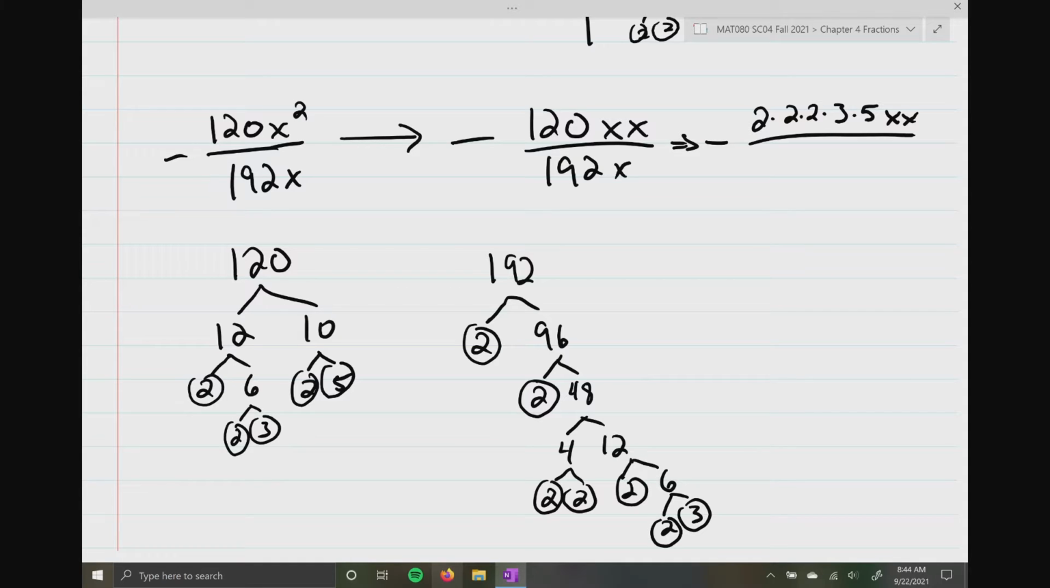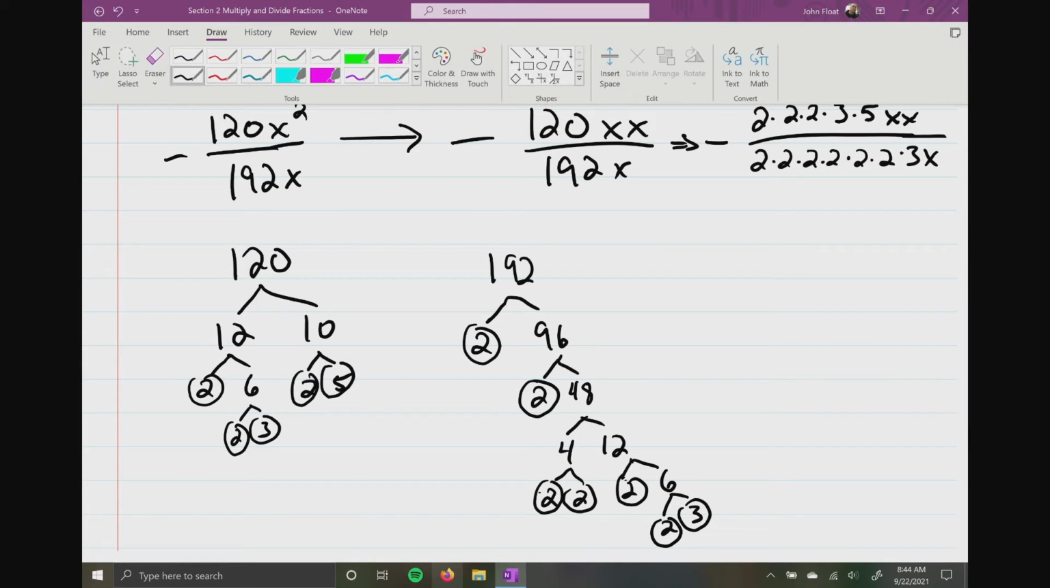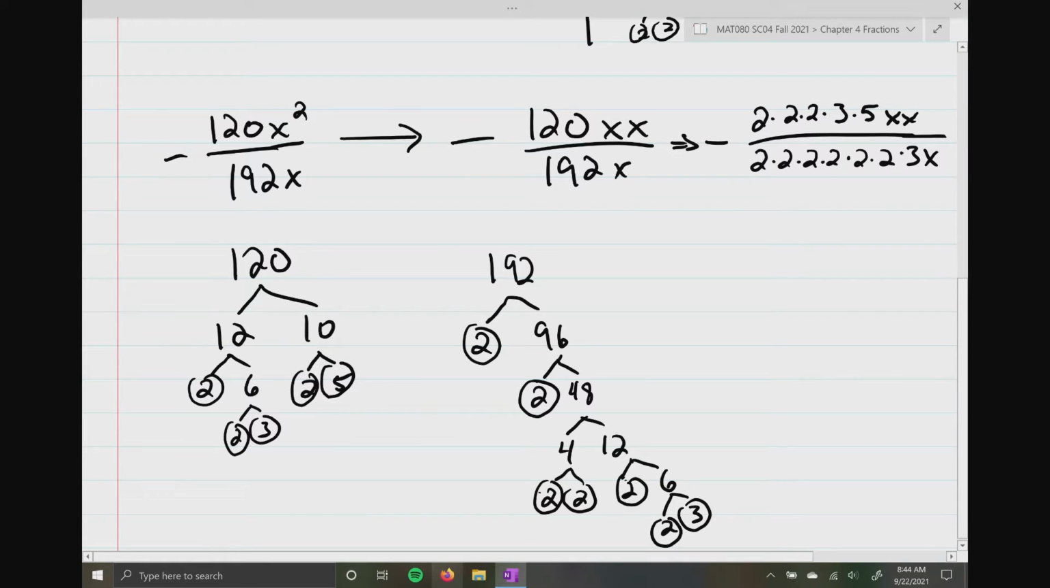So let's go ahead and write this out. Oh, this is going to stink. 1, 2, 3, 4, 5, 6 2s and a 3. 1, 2, 3, 4, 5, 6, and a 3 with an X. Are we all on the same page so far? Okay, so from here, same top and bottom.